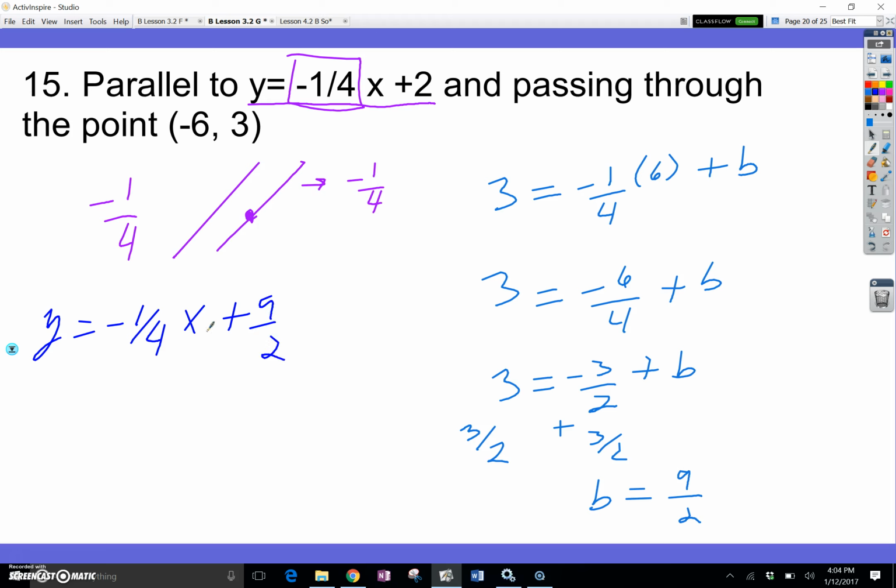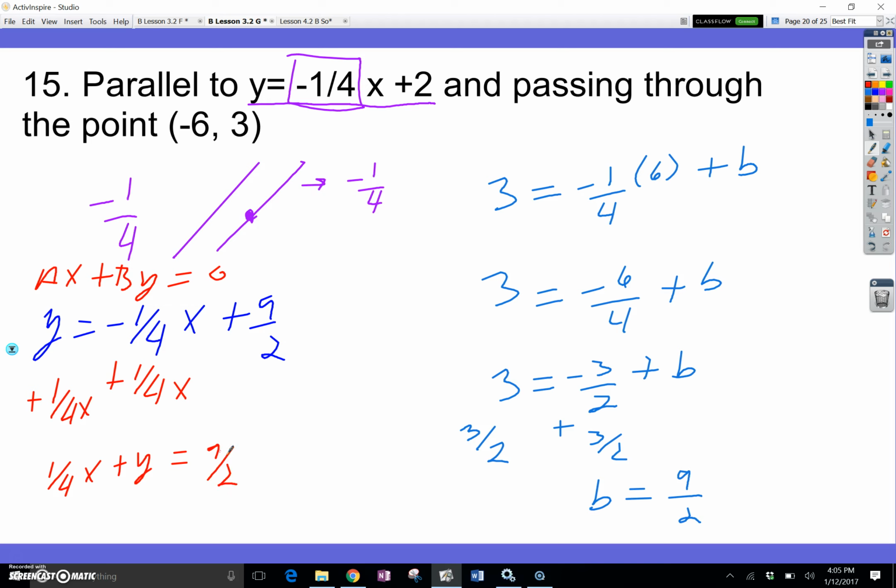This is slope-intercept form, but it didn't want slope-intercept form, it wanted standard form. That's the ax plus by equals c. So I'm going to add 1/4 x to both sides. That's going to be 1/4 x plus y is equal to 9 over 2. And then remember, I can't have any fractions, so I'm going to do a fraction buster by multiplying everything by 4.